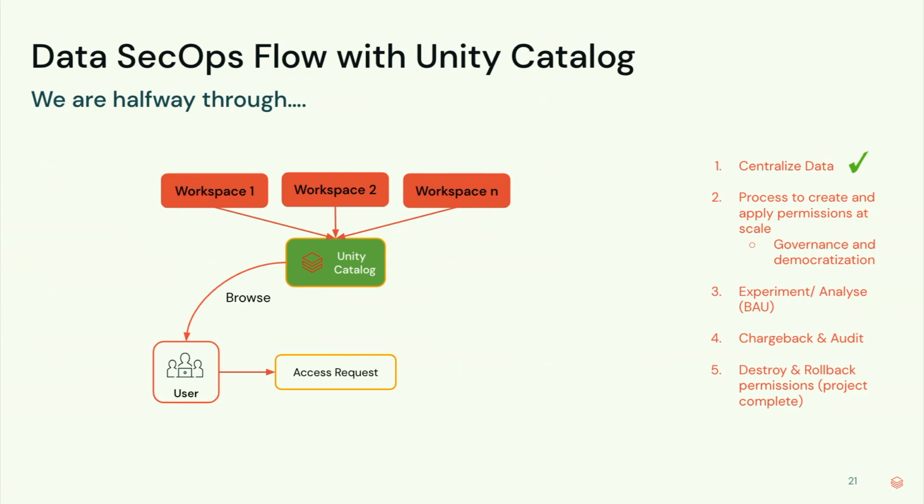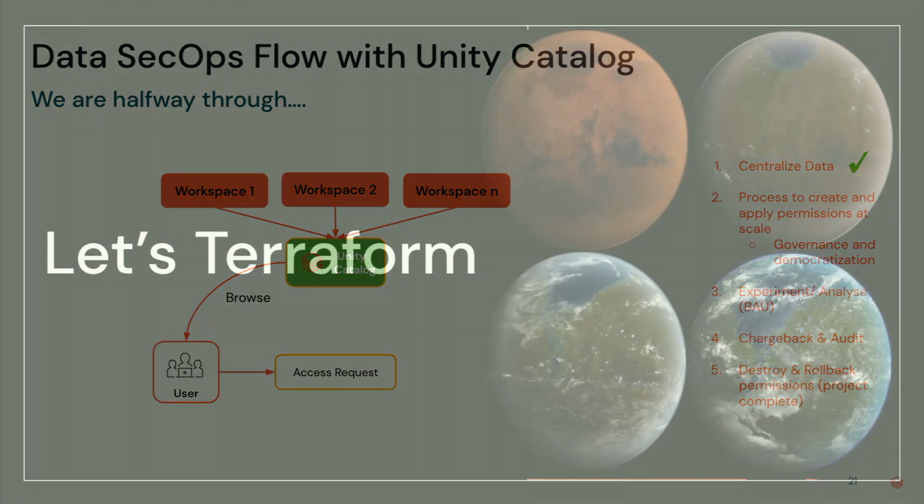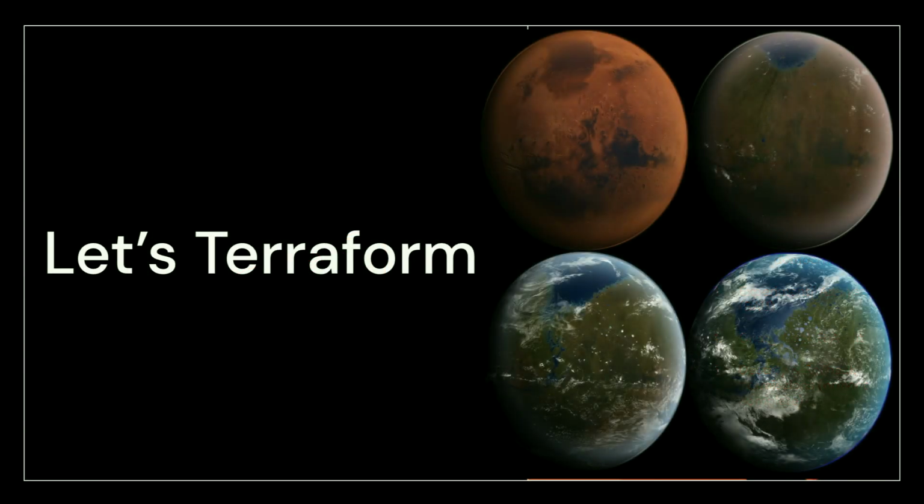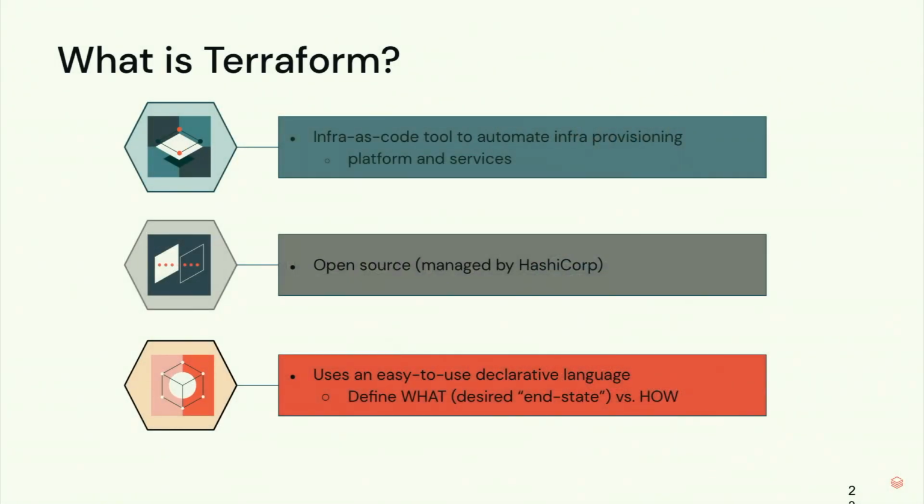There still are more requirements for us to cater for, because centralizing the data alone is not going to be enough for us to do data SecOps at scale. So what do we need for that? Terraform, right? So who's familiar with Terraform here? Pretty much most should be, right? So this is not a Terraform course. I want to call that out. I'm just going to give you some fundamental concepts about Terraform, but I would like to walk you through how you can apply this to do data SecOps at scale.